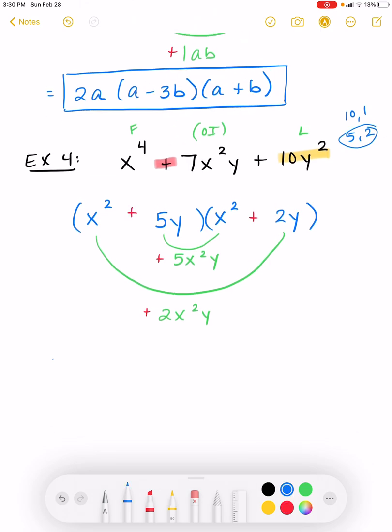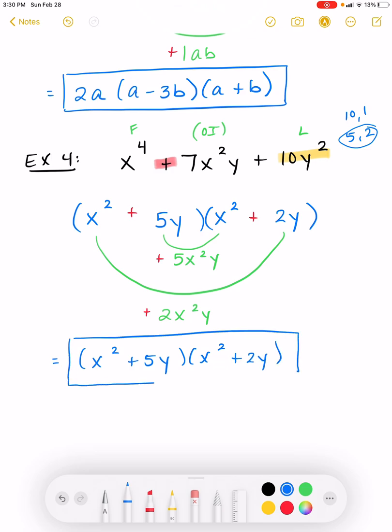And I hope what you're seeing here is that once you get the idea of how to factor these trinomials through guessing and checking the outer and the inner, it really doesn't make them that much harder to have bigger exponents and more variables. It's the same steps. So I hope this video helped you complete your homework and understand the concept better. Thanks for watching.